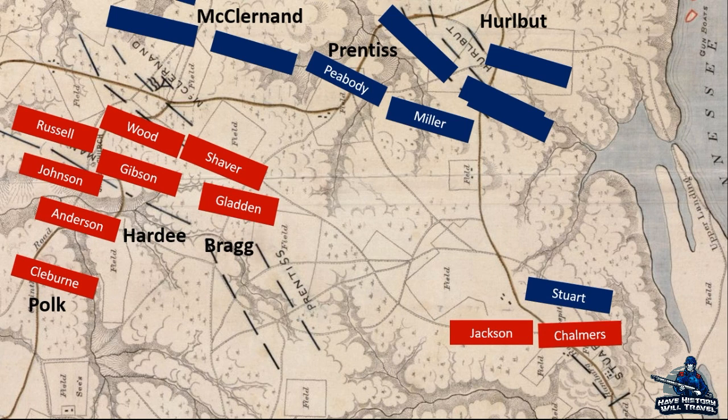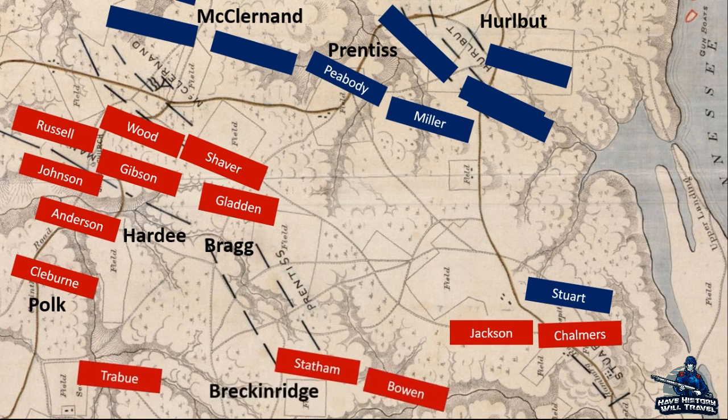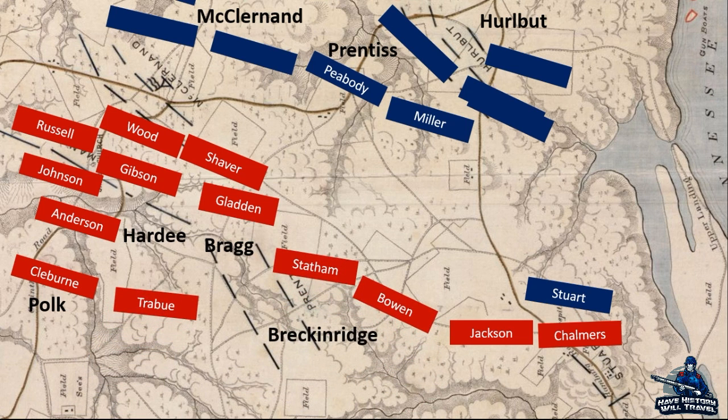He now had to order in the Reserve Corps under Breckinridge to fill that gap. Johnston's army was now awkwardly positioned with multiple weak points along the line. These weak points would play a significant role in the next sequence of events. The morning was passing away quickly, but there was much fighting left to do.